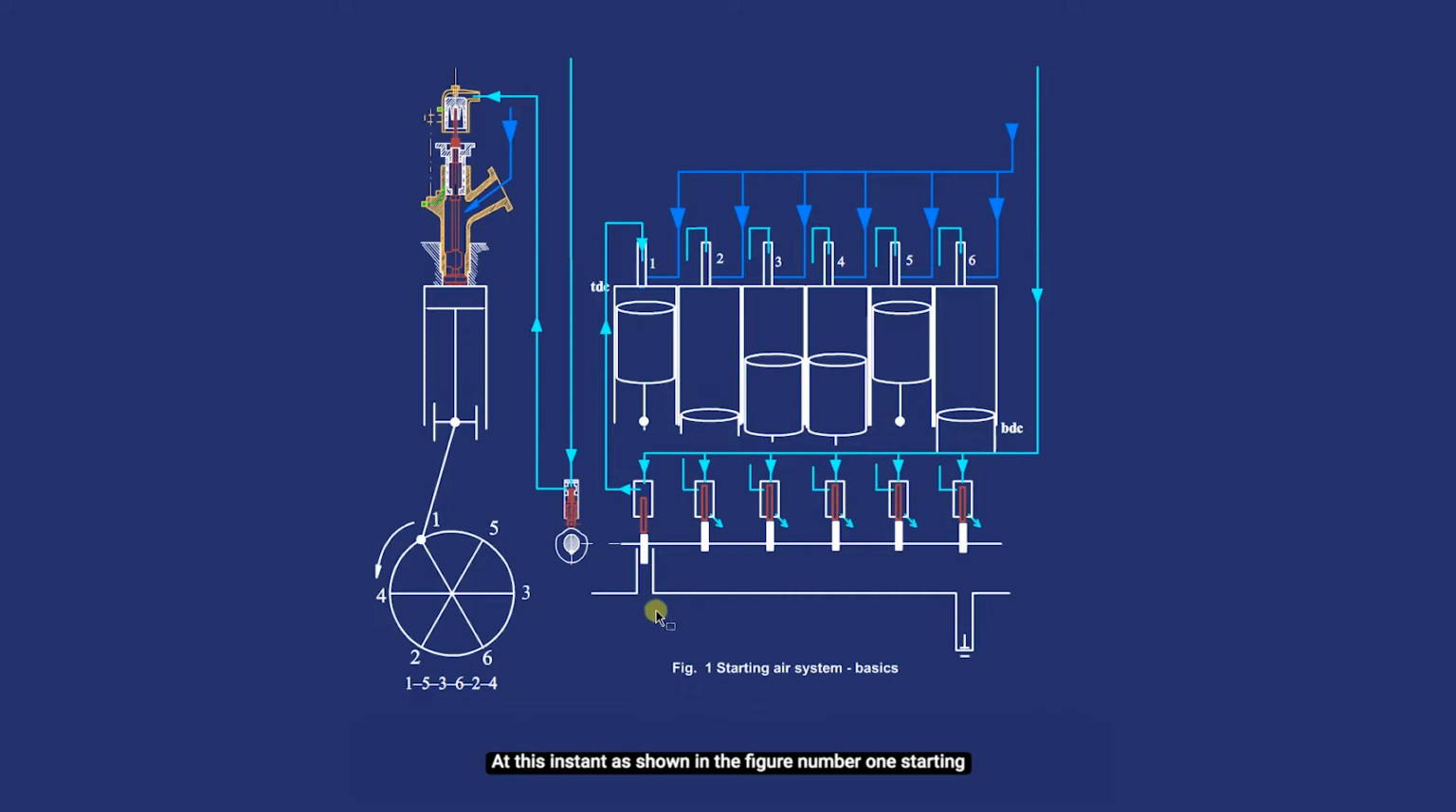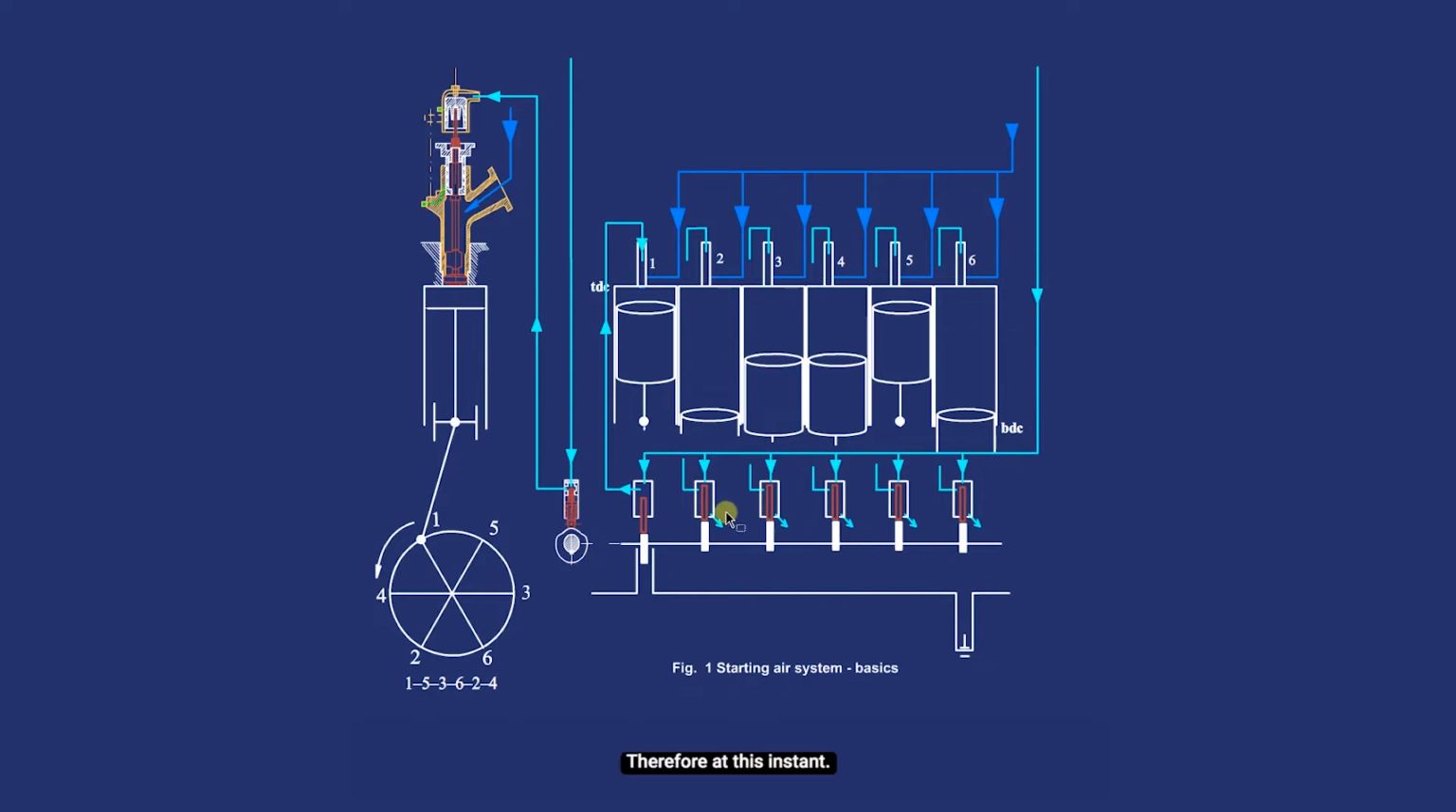At this instant, as shown in the figure, number 1 starting control valve plunger is pushed down on the depression of its cam profile and the control air line leading to number 1 cylinder starting air valve is pressurized, while control lines leading to number 2, 3, 4, 5 and 6 cylinder starting valves are getting vented to atmosphere.